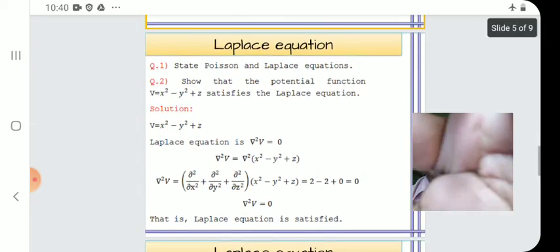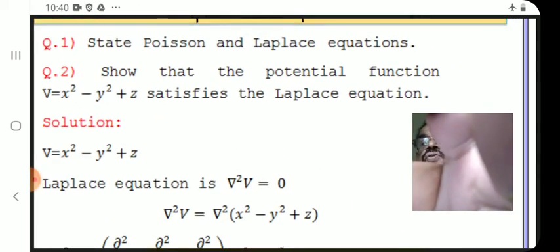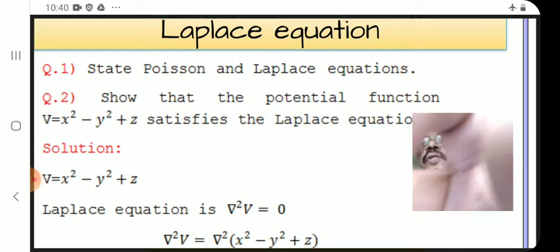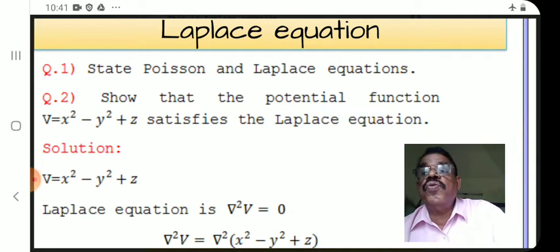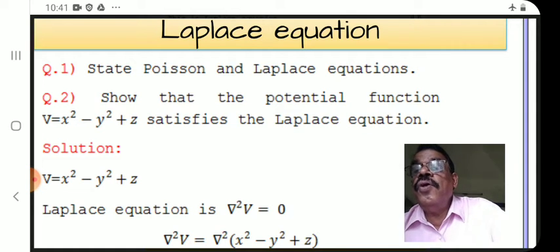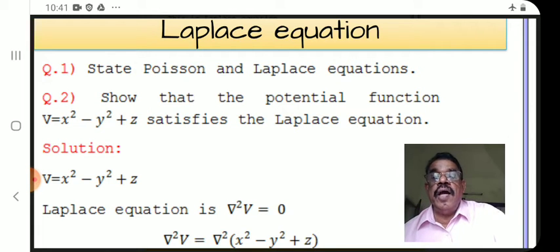And there are problems relating to the Laplace equation. The first question: state the Poisson and Laplace equations. So you have to derive the Poisson equation also. And there is a problem: show that the potential function V equal to x square minus y square plus z satisfies the Laplace equation.